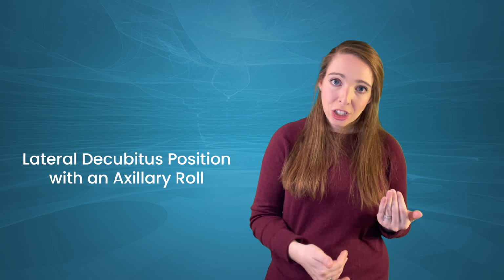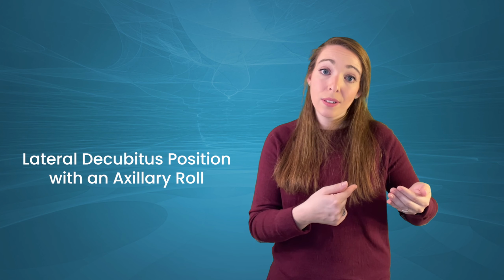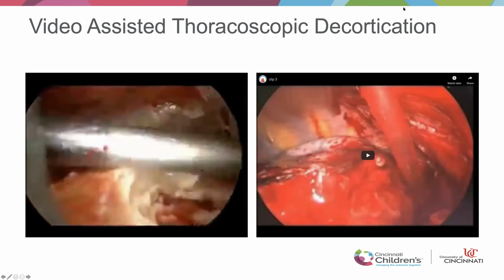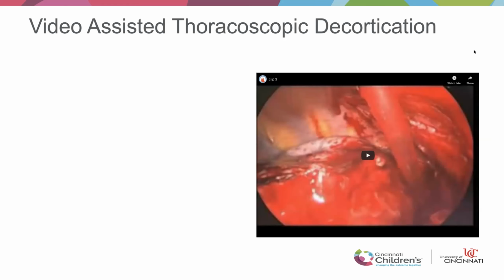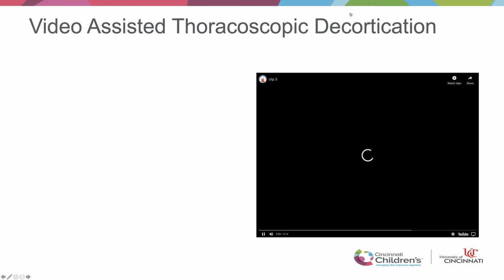When positioning these kids in the operating room, remember to position them appropriately. Put them in the lateral decubitus position with an axillary roll. Proper positioning in a small child can really help open up the chest. Let's see what it looks like when you get inside. And then this is really what a decortication is once you get down to all the peel, you just take that off the lung so that it expands.